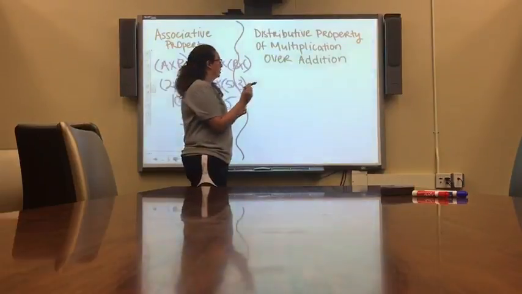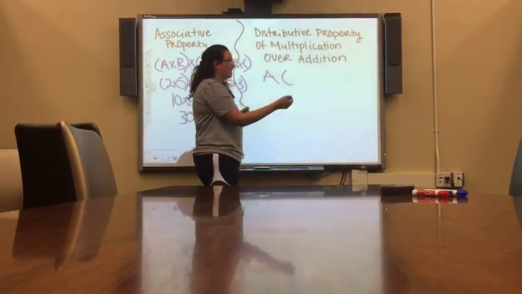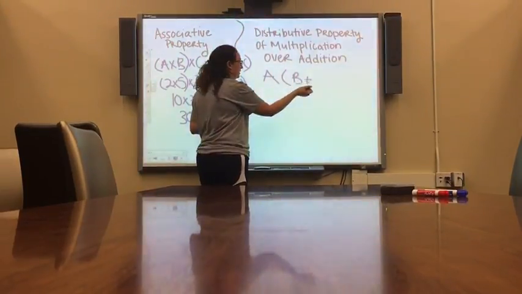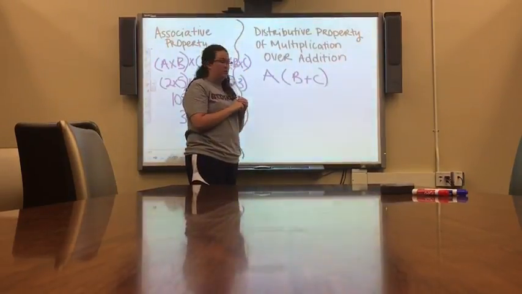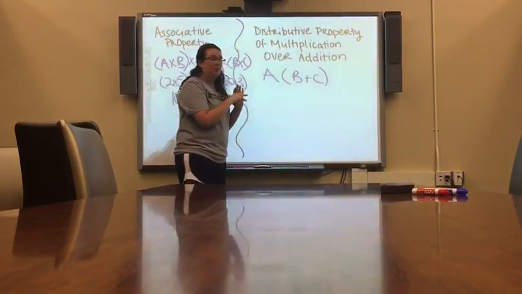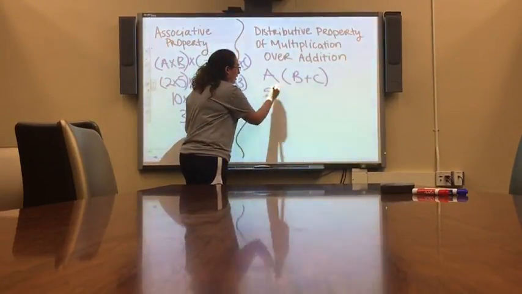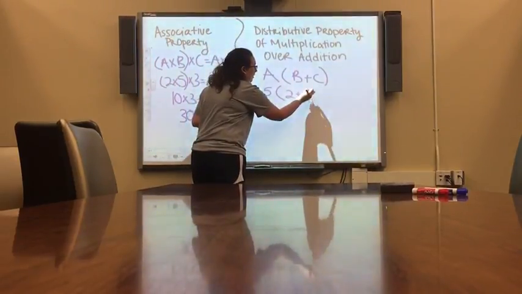So this equation is going to look like this. We're going to have A times, in parentheses, B plus or minus, but we're doing addition in this case, so we'll do a plus sign, C. Alright? So let's fill these letters in with some numbers. We're going to use the exact same numbers that we used on the associative. So for A, we're going to do 5, and in parentheses, let's do 2 plus 3.